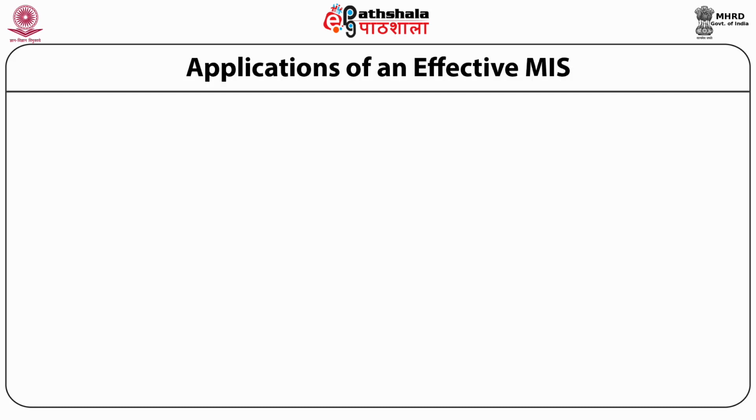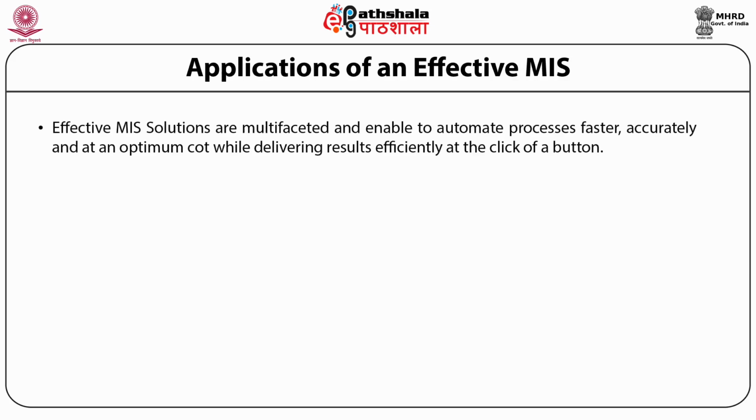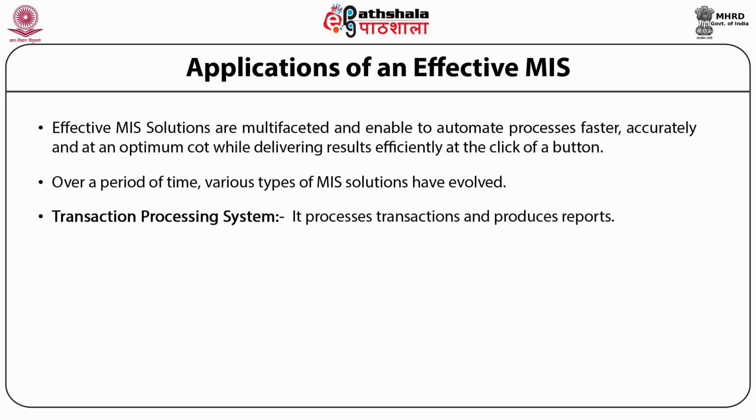Let us look at the application of an effective management information system. Effective management information solutions are multifaceted and enable us to automate processes faster, accurately, and at an optimum cost while delivering results effectively at the click of a button. Over a period of time, various types of management information solutions have evolved. Transaction processing system.